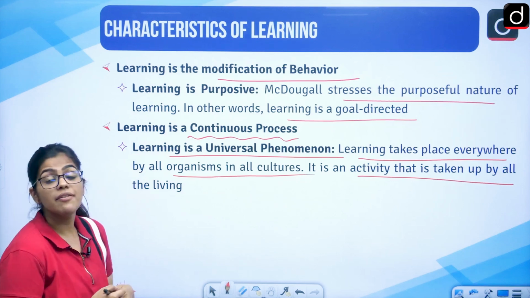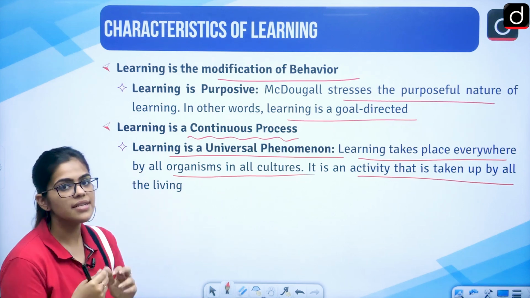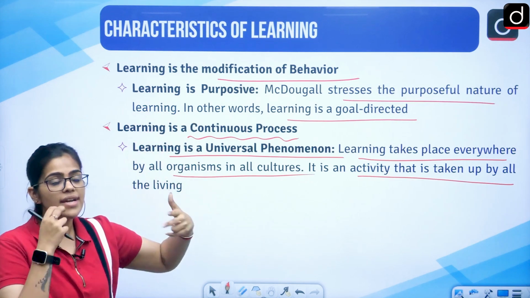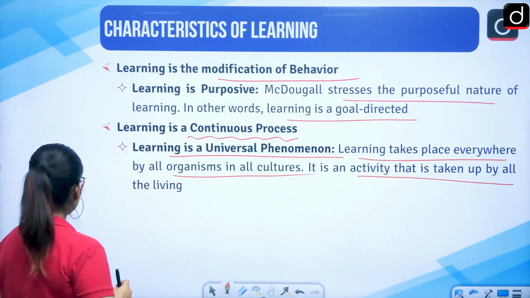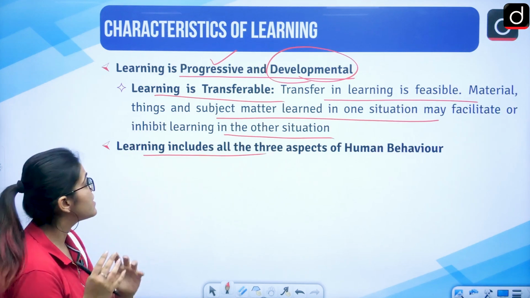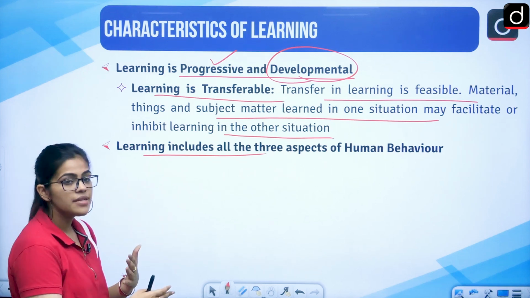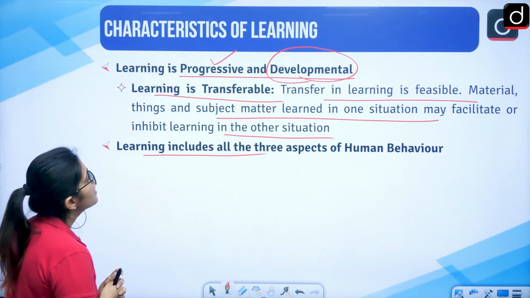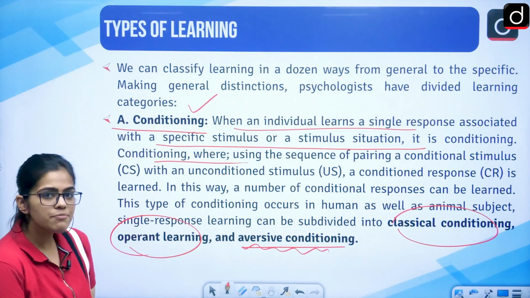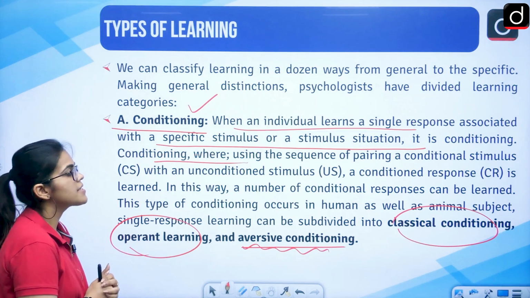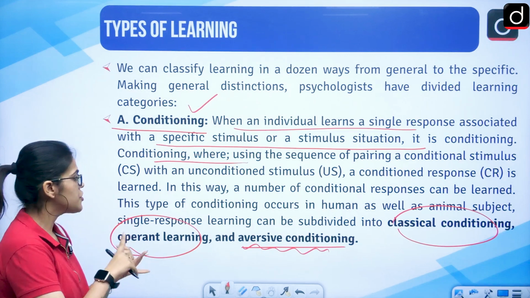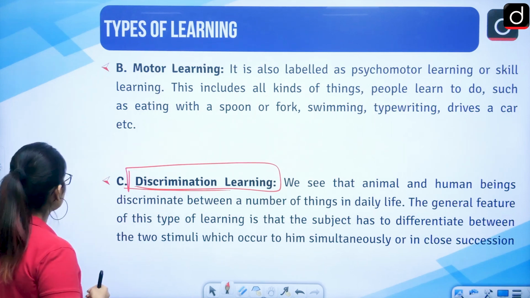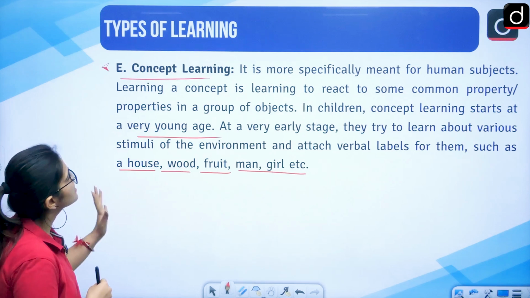Then what did we discuss? We discussed different characteristics. There is behavioral change. Learning is purposeful. There is an objective and a goal-oriented nature. Learning is a continuous process. It's a universal phenomenon. It is ever-pervasive. It is progressive and developmental. It is transferable. And all the 3 domains are taking part in it. Then we discussed the different types of learning that we have already discussed. We discussed classical conditioning, operant conditioning and aversive conditioning. Then the child can learn through motor skills, through discriminative learning, through verbal learning, concept learning.